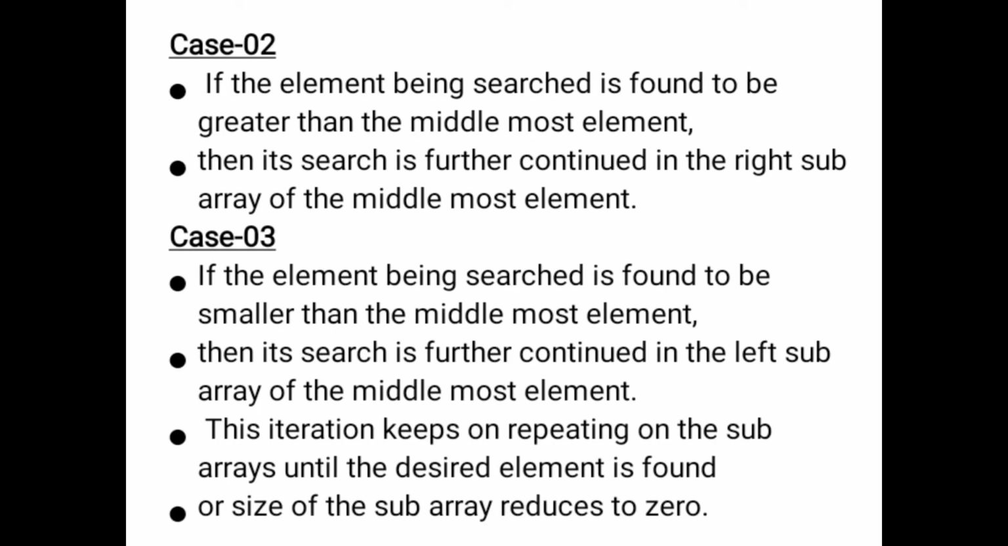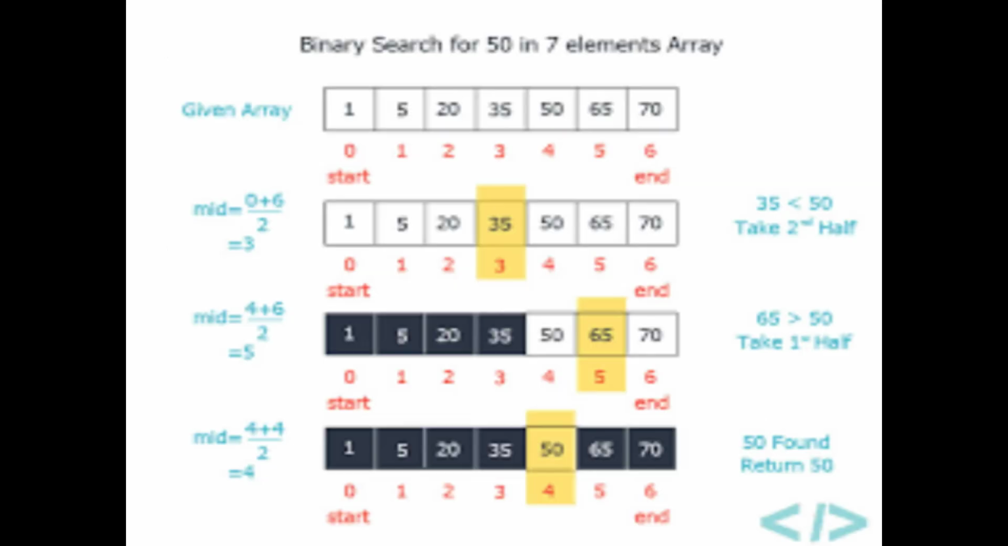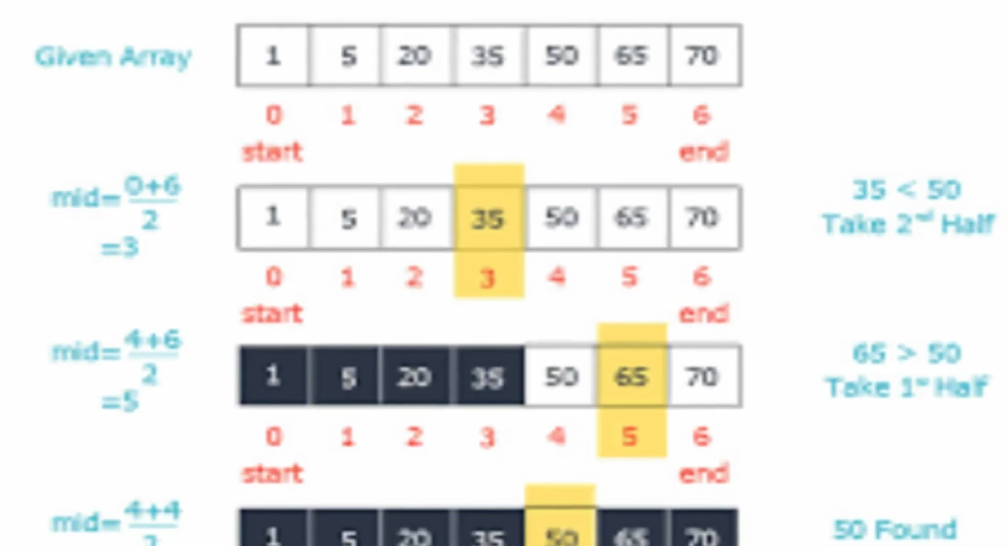In the second case, suppose the key element is not equal to the middle element. In the next step you have to compare whether the key element is greater than the middle element or not. If the element being searched is found to be greater than the middle element, then the search continues in the right subarray. That is, you are only searching the right part of the array. And if the element to be searched is lesser than the middle element, then you are searching only the left part of the array.